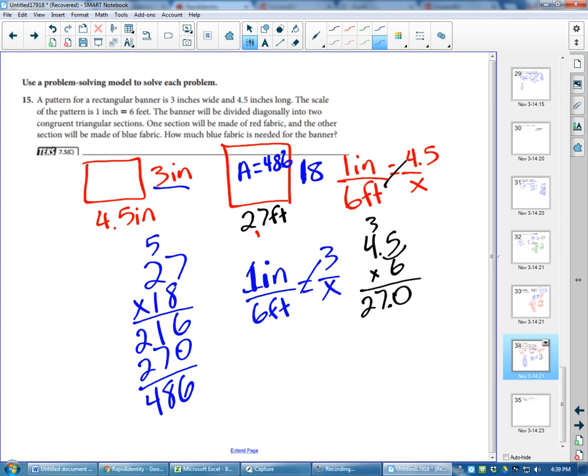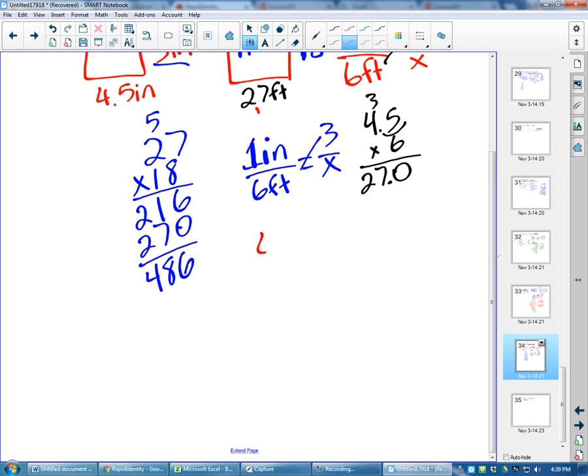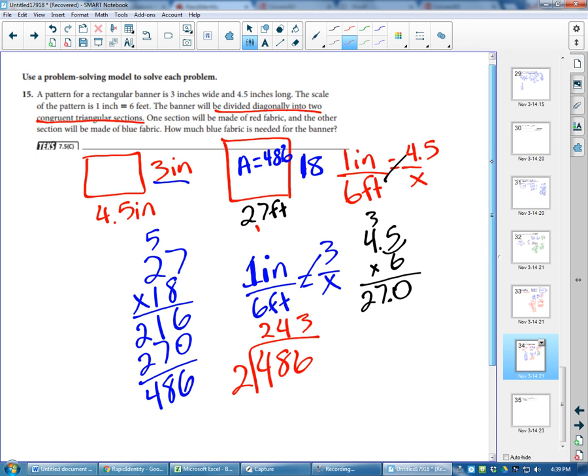But then going back to the part we skipped, it said it's divided into 2 congruent sections. So we don't want the whole area, we want to cut it in half. So we say 486 divided by 2, which is 243. So the final answer here is 243 square feet.